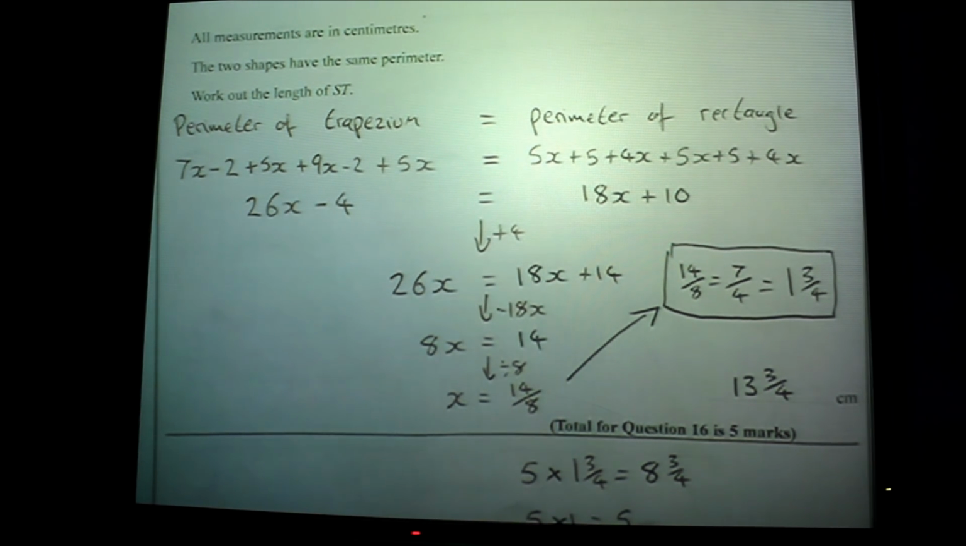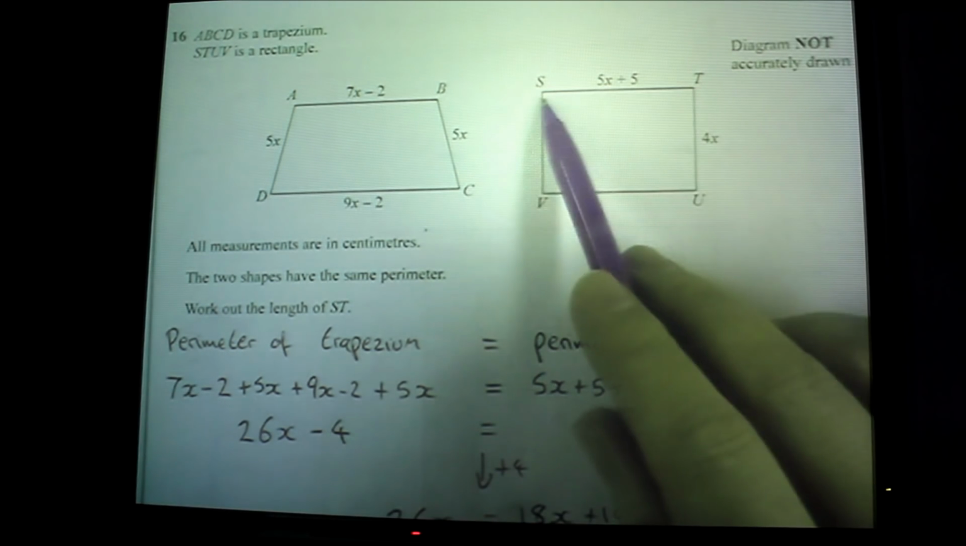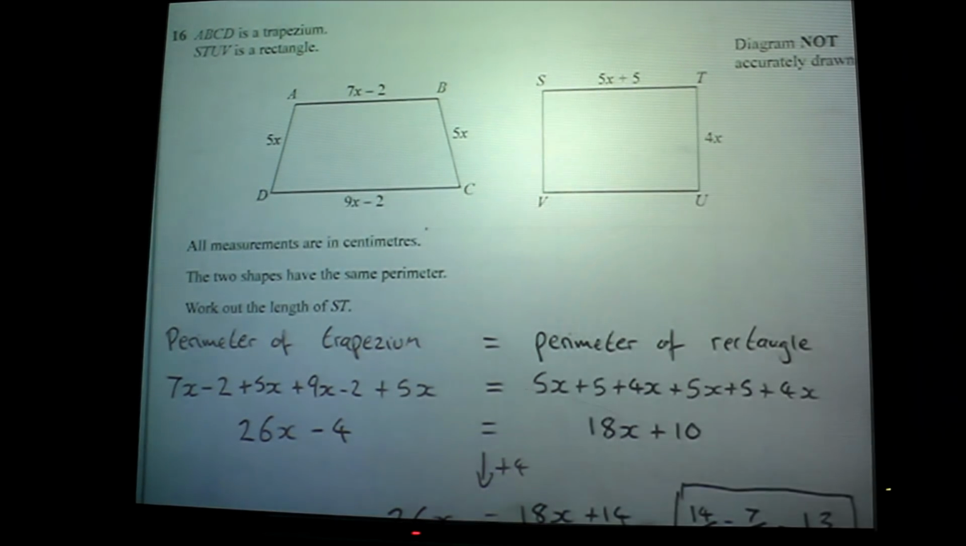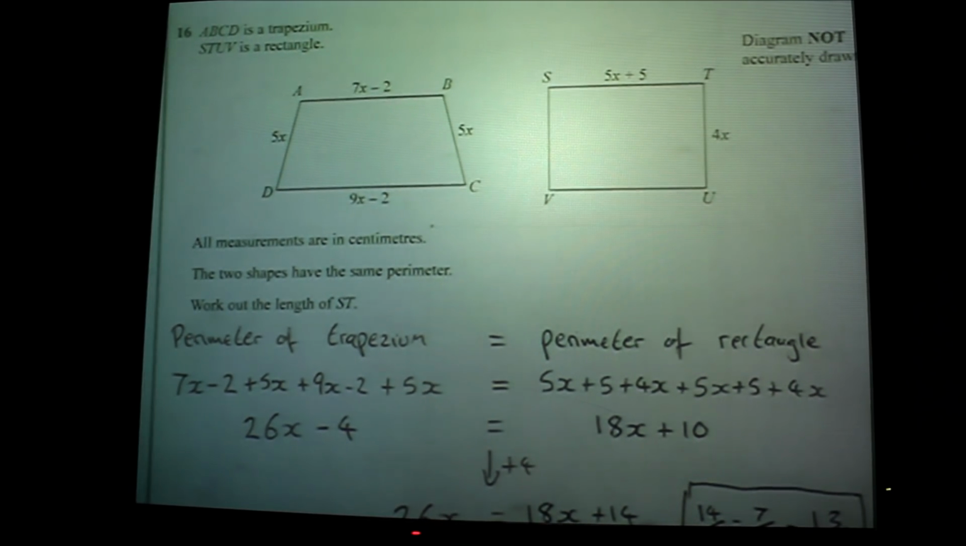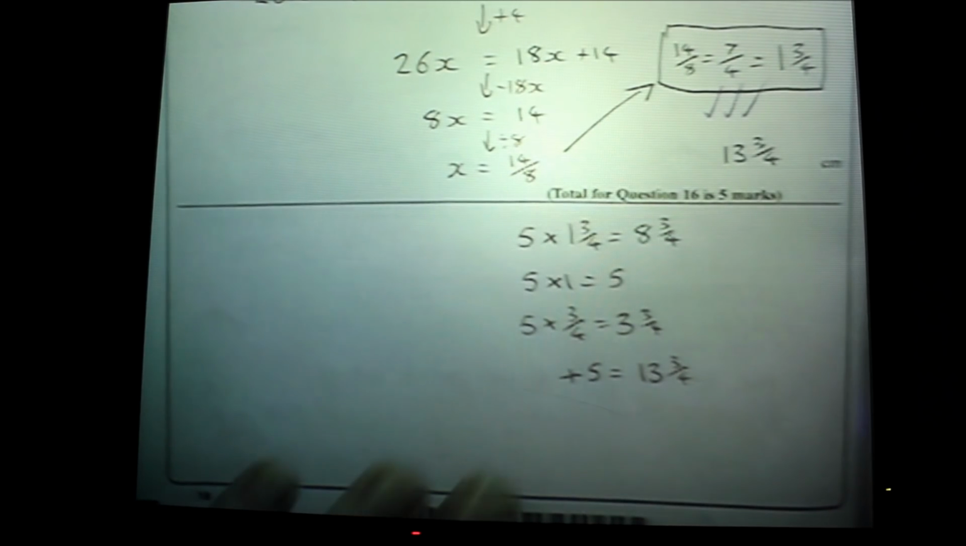You probably got 3 marks for getting that far, to be honest with you, so well done. The question says, work out the length of ST. So you've got to substitute in your value of x, and we know that x is 1 3/4. So you've got to do 5 lots of 1 3/4, add 5. Let's have a look how I've done that.